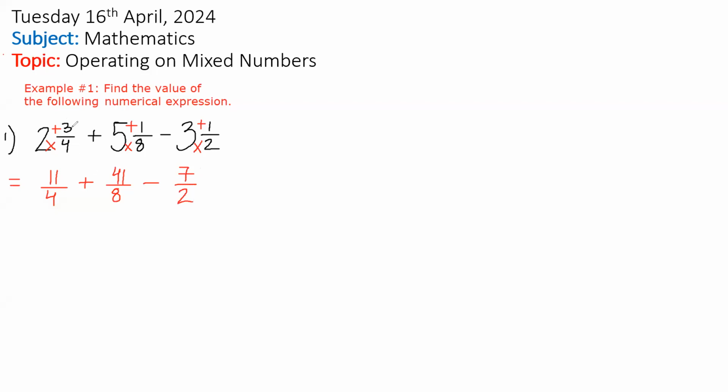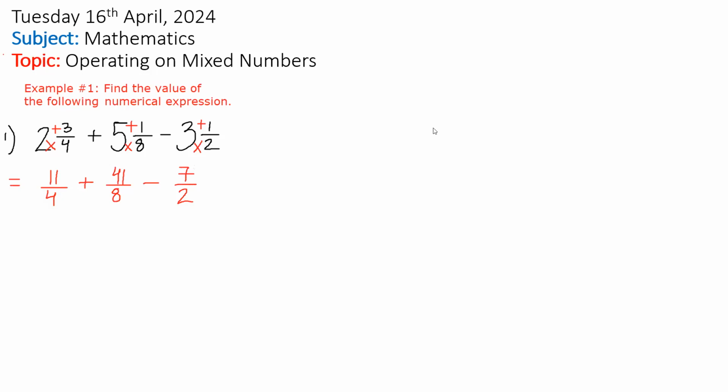We converted each mixed number into improper fractions. So we have 2 and 3 over 4 plus 5 and 1 over 8 minus 3 and 1 over 2. We say 2 times 4, which gives us 8, plus 3 is 11. So that's how we had 11 over 4. Then 5 times 8 is 40 plus 1, which is 41. So we have 41 over 8. And then 3 times 2 is 6 plus 1 is 7. So we have 7 over 2. And so now we have 11 over 4 plus 41 over 8 minus 7 over 2.